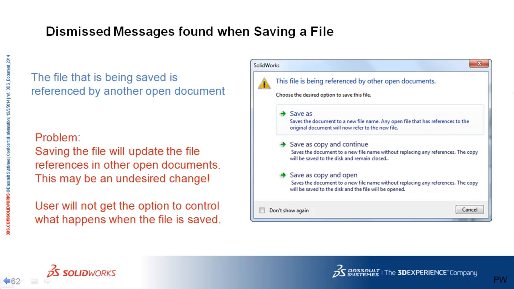Well, it might be. Saving the file will update the file references, and so you may update files that you don't necessarily want to update, and so you want to have that ability to see that and to be able to change that and pick the selection. Now, this has also been enhanced the past couple of years where you get the save as copy and continue option as well as the save as copy and open.